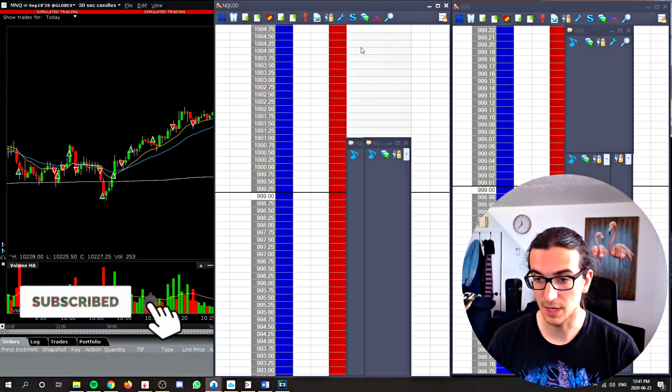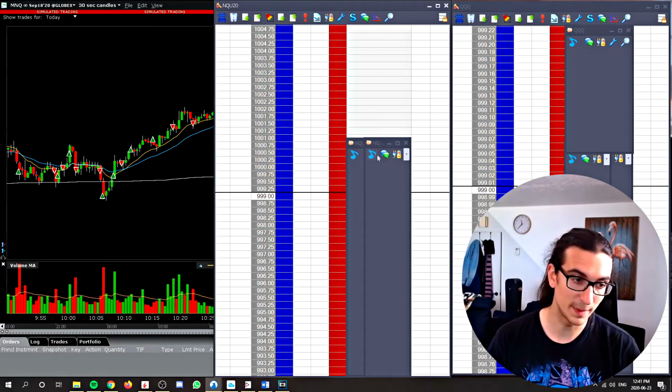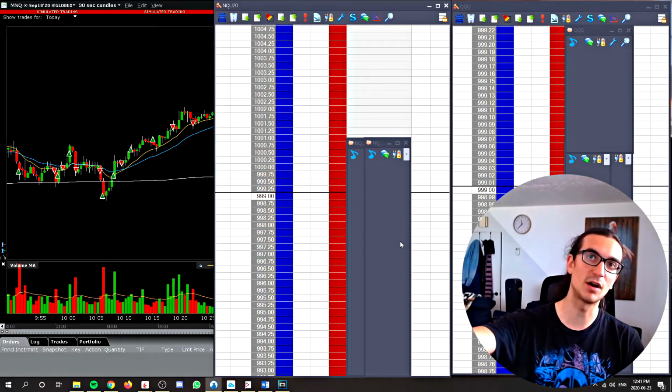Now, part of it is because I actually don't have depth on my CME yet. I'm gonna have that in July. So basically, I can't really see the size on the bids and the offers refreshing.